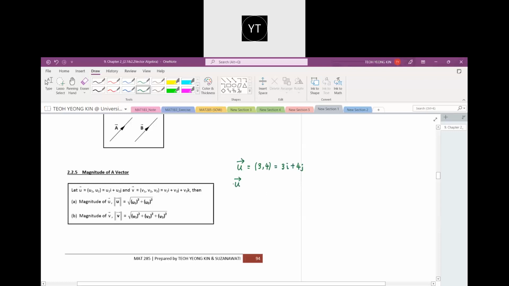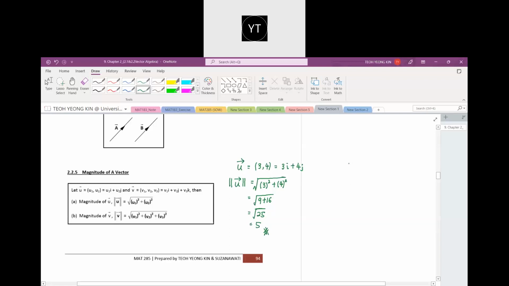So the magnitude of U: for magnitude, we put this symbol. The formula is the square root of the two units squared: 3 squared plus 4 squared. Don't take the I and J, without the I and J. So this is the square root of 9 plus 16, so here we have the square root of 25, and then it is 5. This is how we calculate the magnitude.